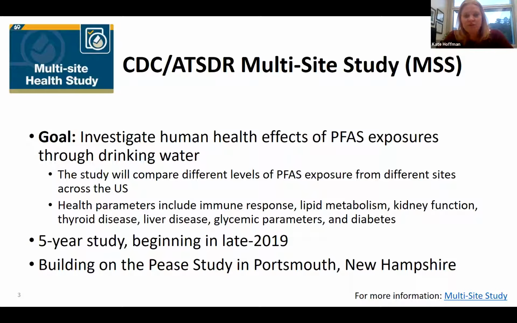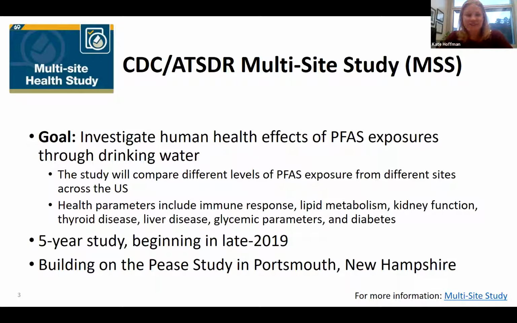So it is a 5-year study, and the sites in the multi-site study were announced in late 2019, which, as all of you can imagine, was a difficult time to start a large nationwide epidemiologic study.